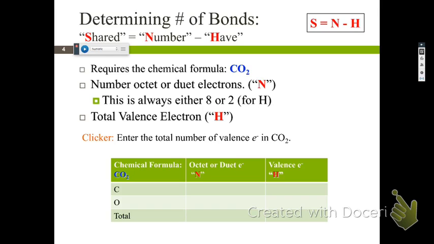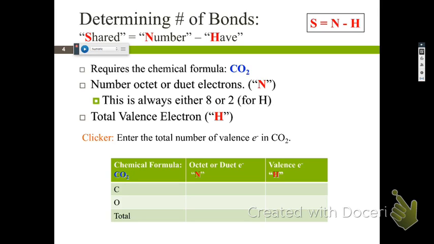Okay, so let's go ahead and fill in this table. What do we put here under the octet or duet number for carbon? 8, sounds good. And there's one of them, so 1 times 8 is 8. What about how many electrons carbon has? We said that has 4. Okay? So that is just 4.